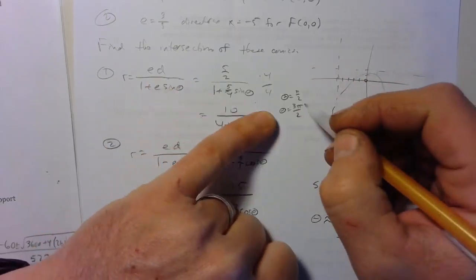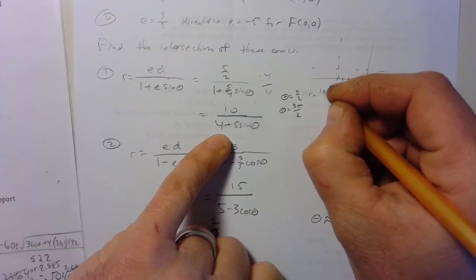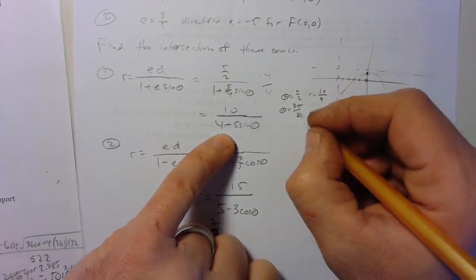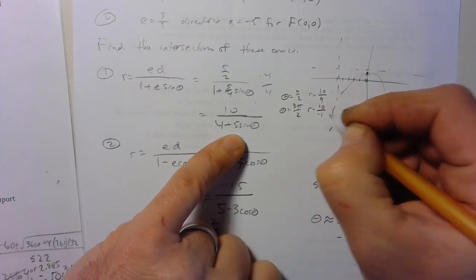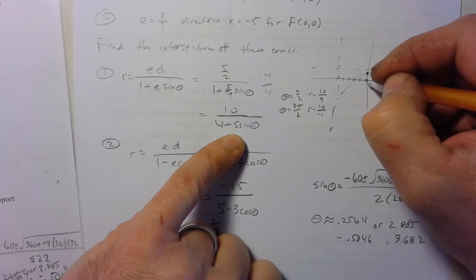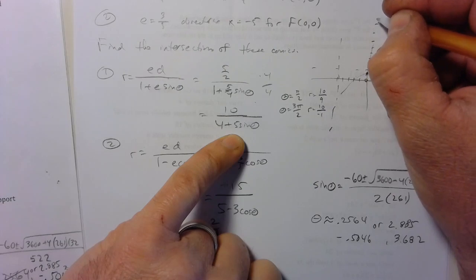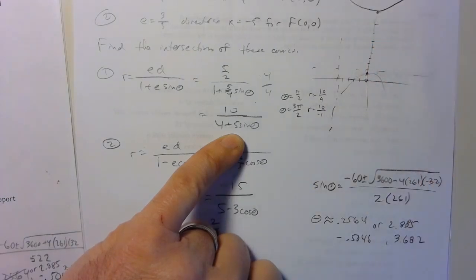If I plug in pi over 2 for this one, it gives me a radius of 10 over 9, 10 ninths, so that's that one right there. If I plug in the other, that's going to give me a radius of 10 on top still, but negative 1, so a radius of negative 10, so 1, 2, 3, 4, 5, 6, 7, 8, 9, 10. So my two are going to be kind of like that. No need to be perfect in terms of getting every single bit down, like the directrix and the foci, blah blah blah. We don't need all that.